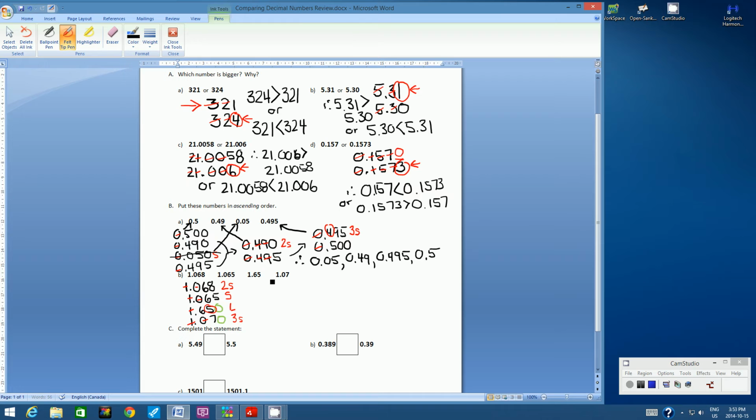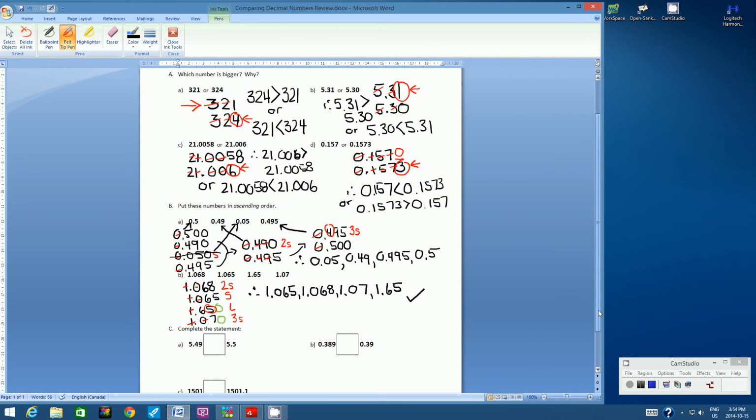Okay, so let me have my therefore statement. Therefore, the smallest number, 1.065. The next largest is 1.068. The next largest is 1.07. And then the last one, the largest number is 1.65. So I hope you can check these answers, and I hope you did well. I hope you got them right. Okay?